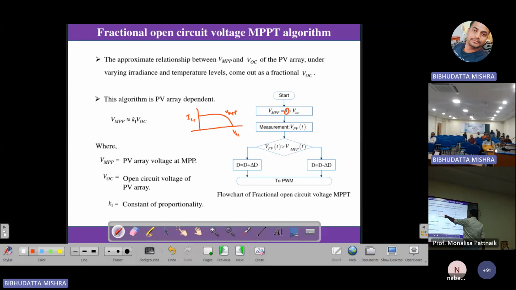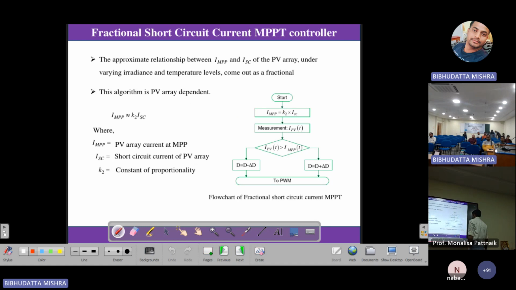Similarly, for short circuit current, this IMPP current is also some fraction of the short circuit current. Same way here, you are only sensing the current, checking, and accordingly deciding.